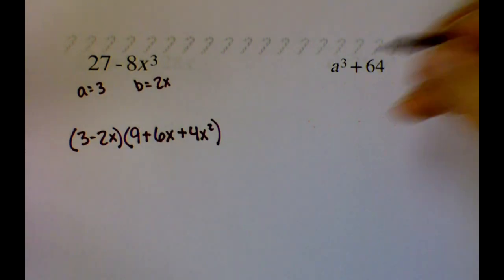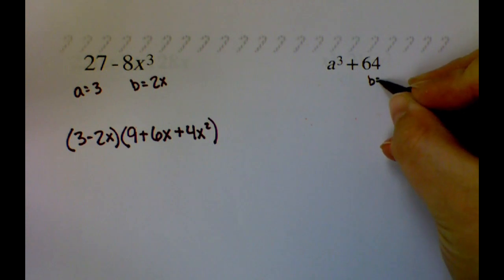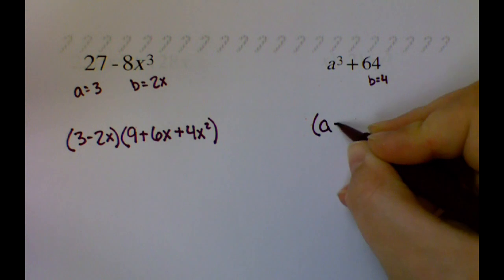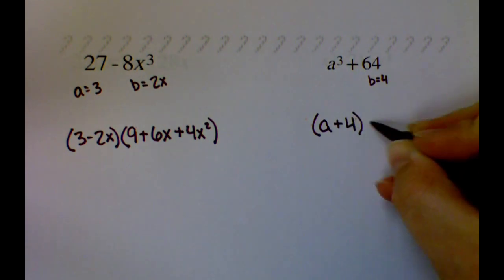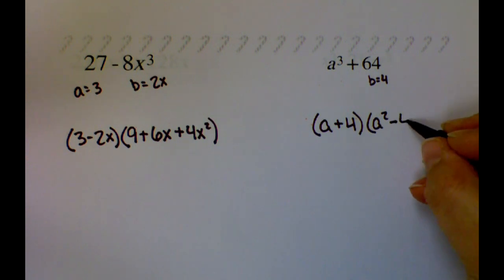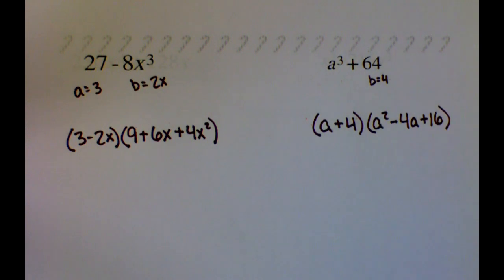For a cubed plus 64, well, a is definitely a. Our b value, what cubed makes 64? It is 4. So I take a plus b, so a plus 4, times a squared minus a times b, which is 4a, plus 4 squared, which is 16.